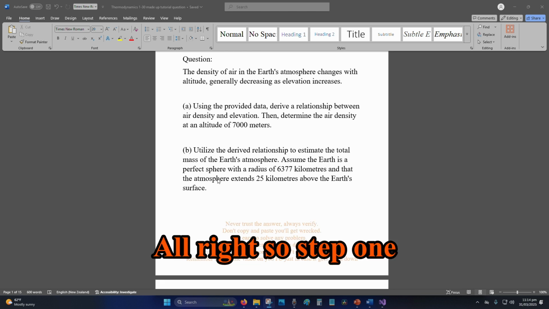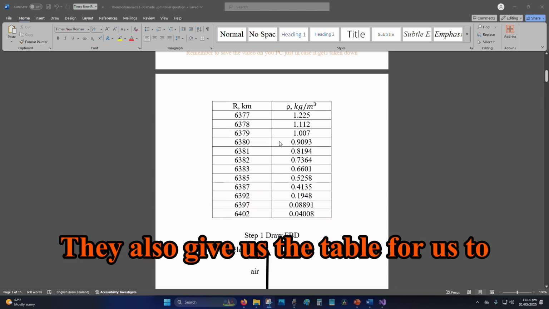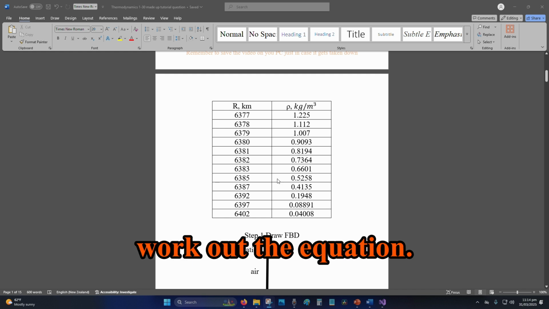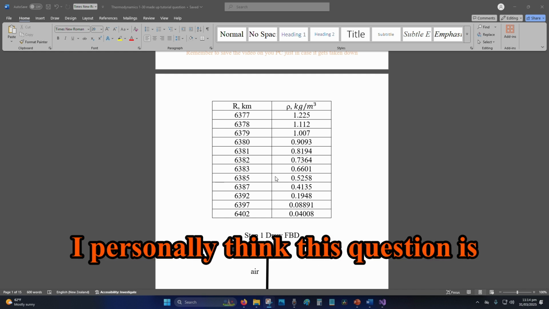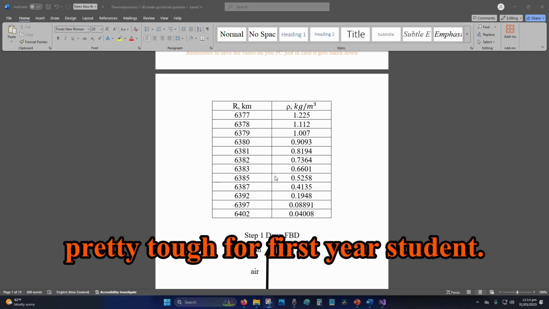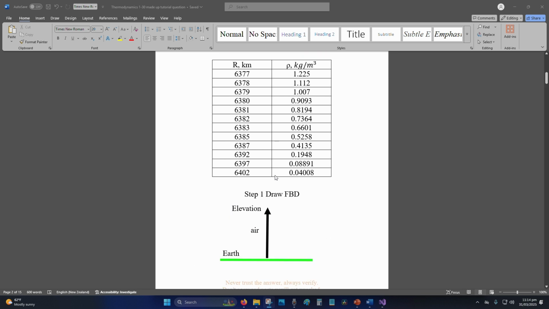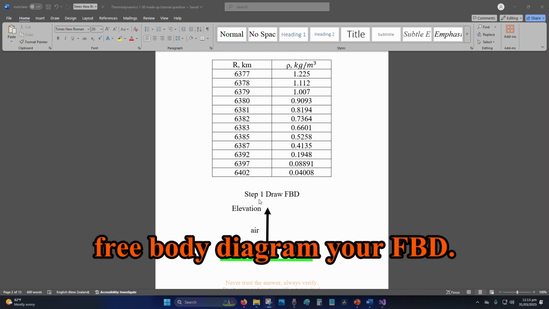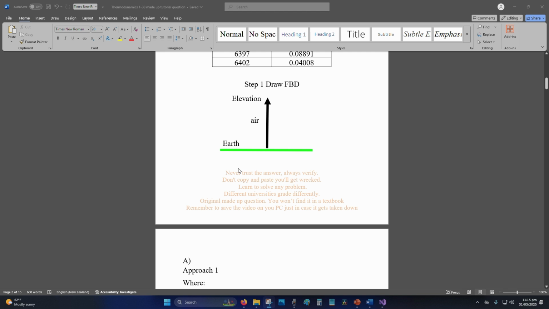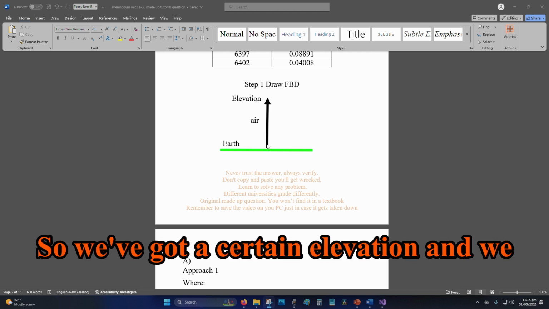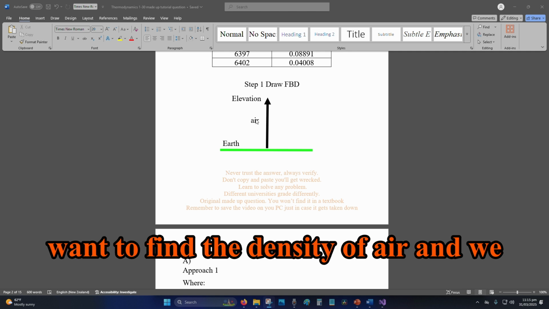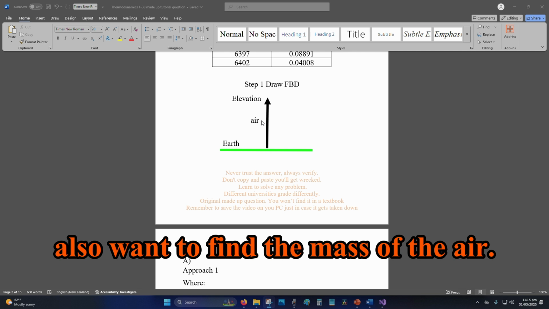Alright, so step 1, draw your free body diagram. They also give us the table for us to work out the equation. I personally think this question is pretty tough for a first year student, but we're going to solve it anyways. So step 1, draw your free body diagram, your FBD. This will help you visualize the problem. So we've got a certain elevation and we want to find the density of air, and we also want to find the mass of the air.